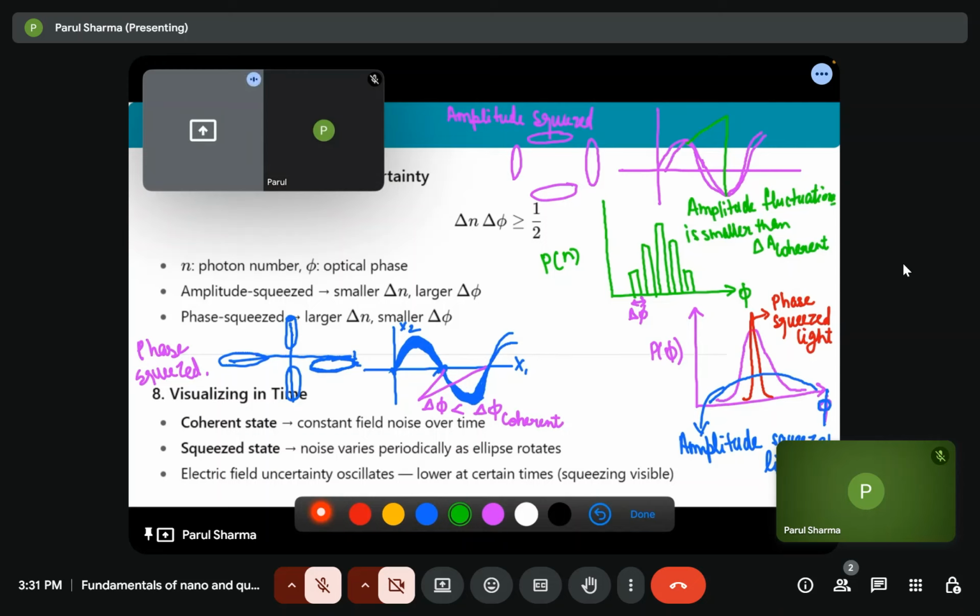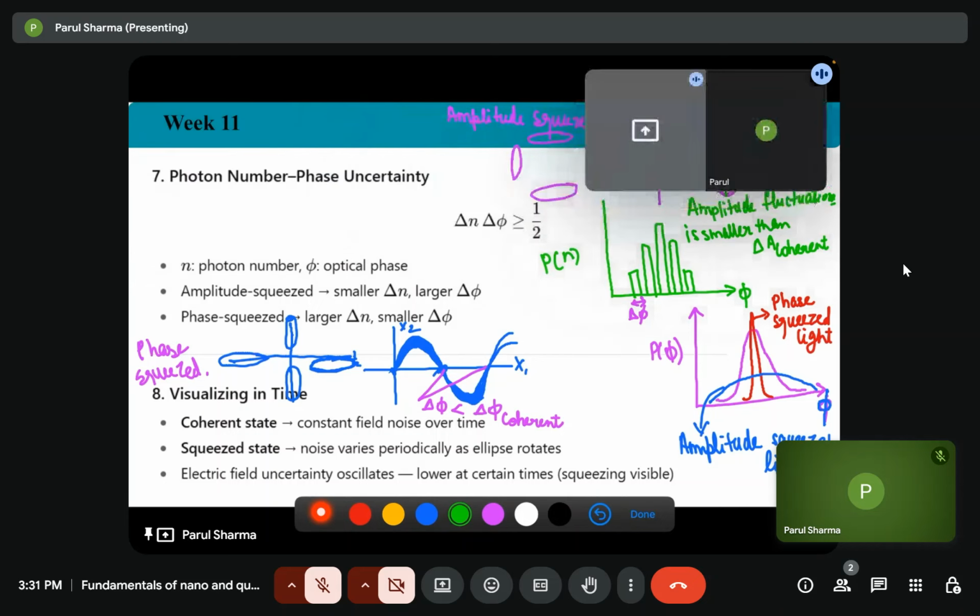So what we saw is that in the coherent state, the fluctuations are constant in time. But in case of phase or amplitude squeezed state, the fluctuation changes as a function of time. So it's changing with time as a function of time.